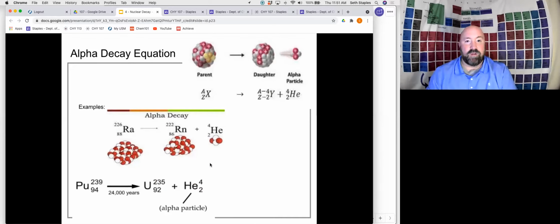Let's look at an example. So here we have radium-226. A mass number of 226, atomic number of 88, which makes it radium. When it goes through alpha decay, our mass number, we can see, goes down by 4, and our atomic number decreases by 2.